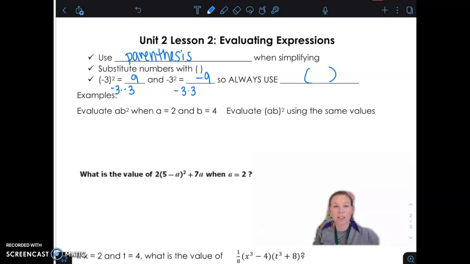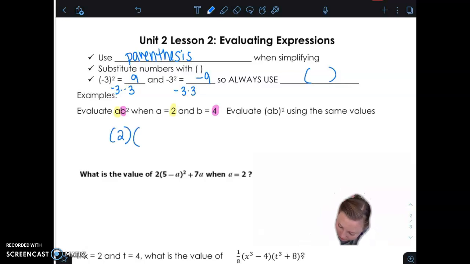Order still matters. We're still going to follow order of operations, and we're going to substitute first. It says evaluate AB squared when A is 2 and B is 4. So we plug in 2 for A. We use parentheses when we substitute, just around the number, and then plug in 4. So I'm going to plug in 2, and then B, and then squared. Then we follow the order of operations.